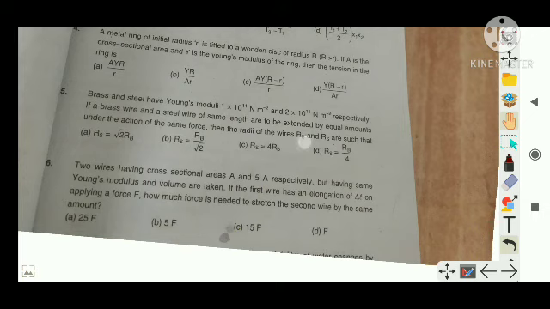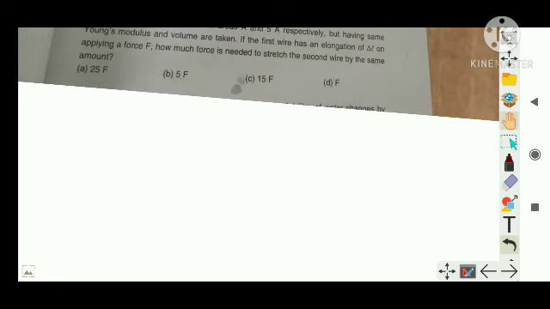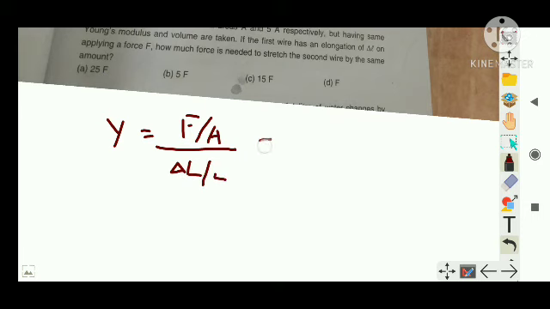The brass one's radius and steel one's radius ratio, right? So now the ratio, right? So how would you approach this question? You are having two materials, meaning they have two Young's moduli, right? Young's modulus is stress by strain, that is force by area by change in length by original length, right?